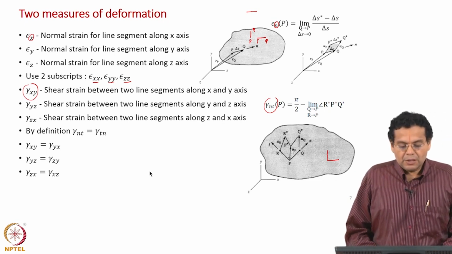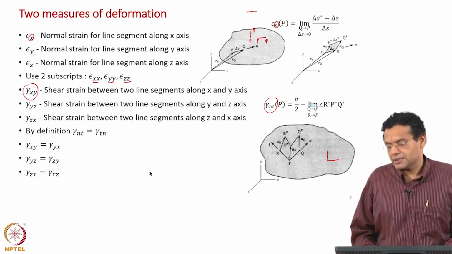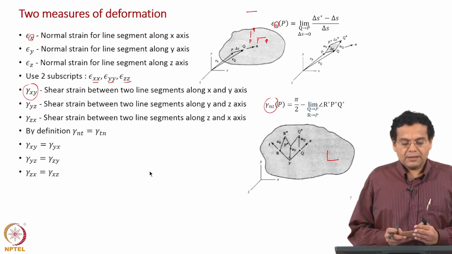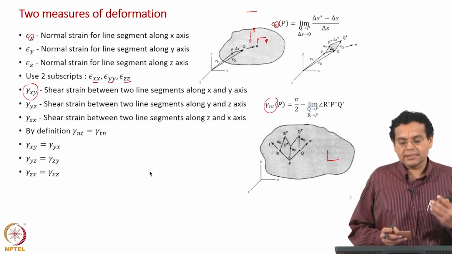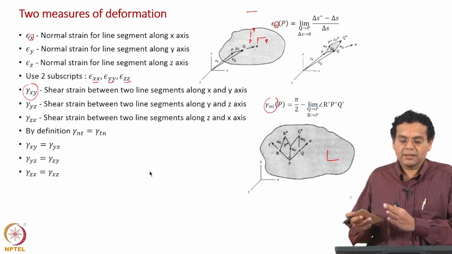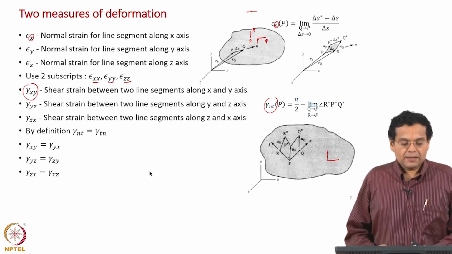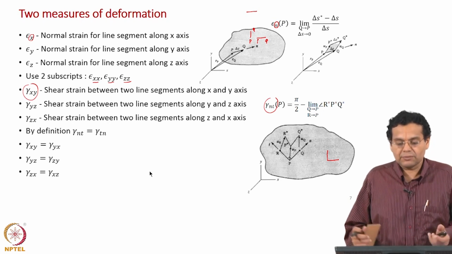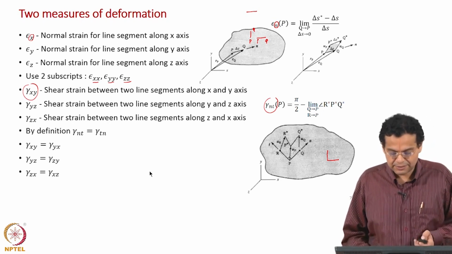So we have defined normal strain and shear strain locally, that is important, for elements along any direction n and two elements along n and t. We have adapted that for line elements along the x, y, z axes for normal strain, and adapted that for shear strain for two line segments along the x and y axes, y and z axes, z and x axes.